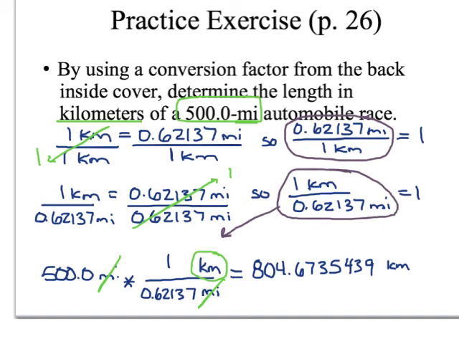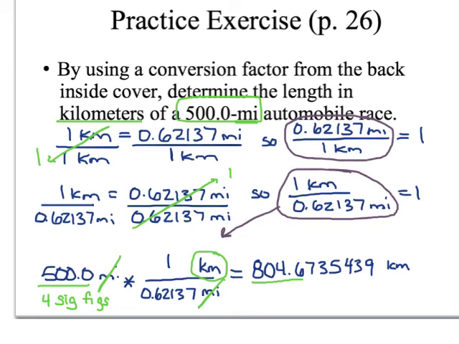So we need to go back and look at significant figures. We will not worry about what the conversion factor has in terms of significant figures. We're always going to go back to the original number we started the problem with. So we started with the number 500.0. 500.0 has 4 sig figs, which means my answer can only have 4 sig figs. So I'm going to keep 804 and 1 decimal place. If I look to the right of the number 6, I see a number 7. That means I'm going to round the 6 up because 7 is greater than 5.